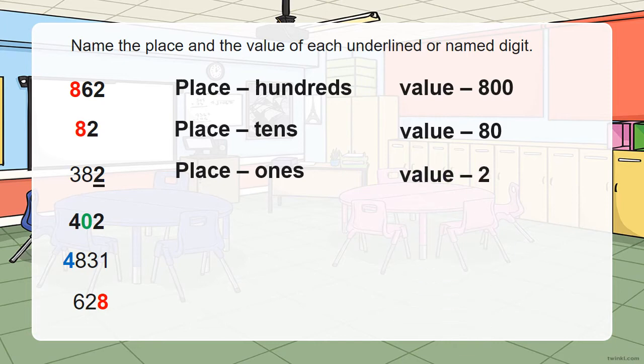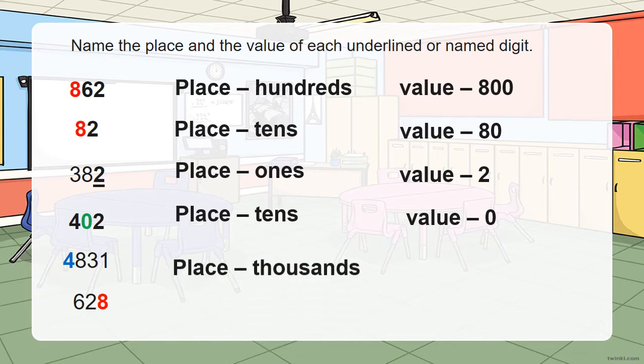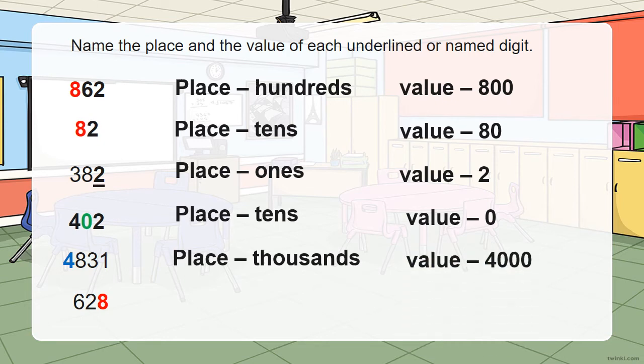Let's look at the fourth one, the green digit. Which place is it in? The tens place. What is its value? 0. Now let's go and look at the fifth one. Which place is the blue digit? Thousands. What is its value? 4,000. The last one, the digit 8, the red digit. Which place is it in? It is in the ones place, and the value is 8.